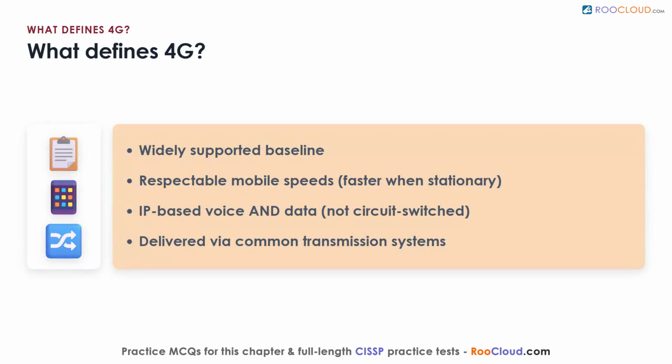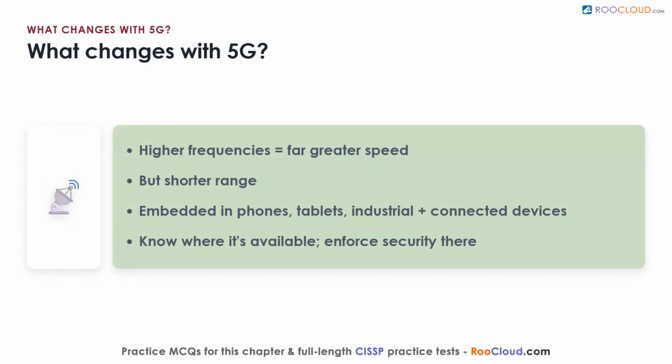What defines the 4th generation of cellular service? It is the widely supported baseline most devices still use. It lets phones reach respectable mobile speeds, with stationary equipment going faster still. Its big shift was moving to Internet Protocol-based communication for both voice and data, leaving behind the old circuit switch telephone approach. It is delivered through a few transmission systems, the most common being the one you see branded on your phone's status bar. Think of it as the reliable, well-paved main highway that nearly every vehicle already knows how to drive.